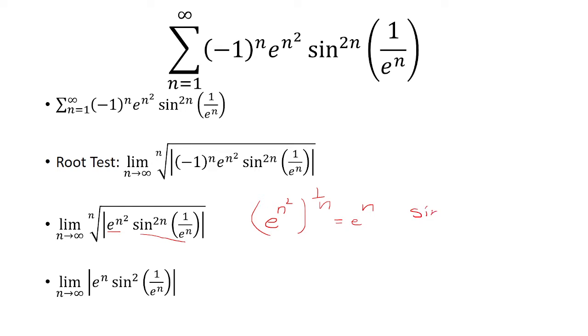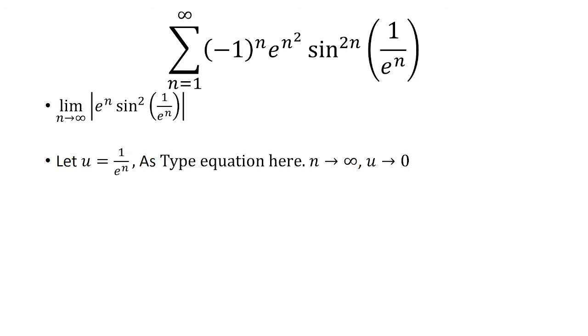Now sine to the 2n power, I'm just going to rewrite it like this. So the 2n is outside, and then I'm going to take the nth root here. So I have 2n times 1 over n. That's going to give me 2. Okay, so now I have to take the limit as n approaches infinity of this. In order to solve this limit, I'm going to make a substitution. So I'm going to let u equal 1 over e to the n. And as n approaches infinity, well, we have 1 over infinity, which means u approaches 0.